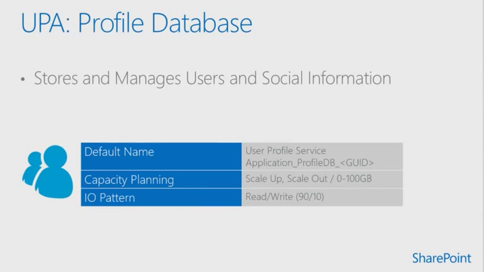So what we're going to do now, as you can see the format, this is the user profile application, the profile database. We've got 3 of these. We've got 4 for search. We're going to shuffle these to the end, so they're going to be in the appendix and available. But you get the general idea. We give you the default name, capacity planning, whether you're going to scale up or scale out, the range you'll want to work with, and then the I/O pattern, whether they're read intensive or a combination of read and write. And we've explained some things to take into consideration when planning for your databases and the size of your databases.